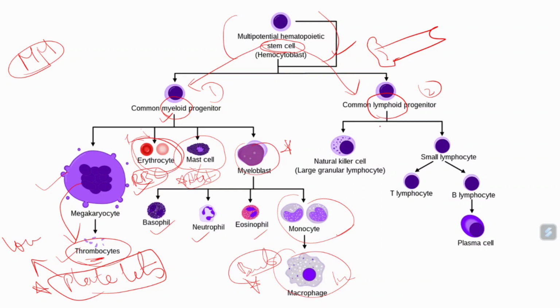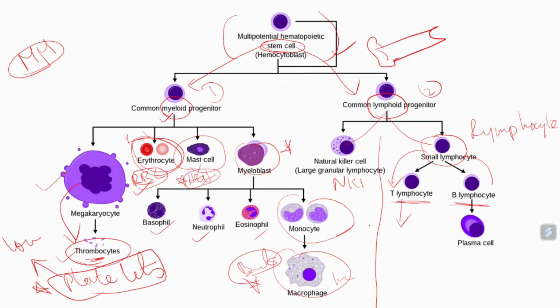And here the second one is the lymphoid cell. This lymphoid cell will differentiate into two main cells, one of which is the NK cell, also called natural killer cell. It is a type of immune cell. And the second one is differentiated into lymphocyte. This lymphocyte further differentiates into T lymphocyte and B lymphocyte. This is very, very important.